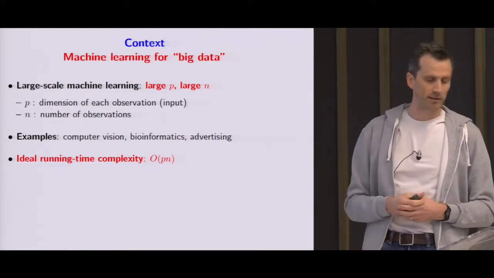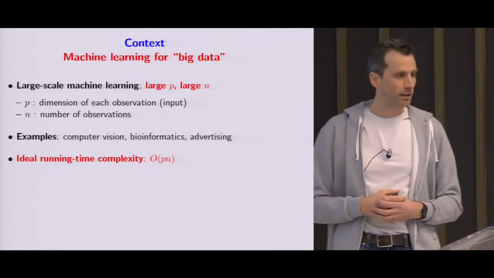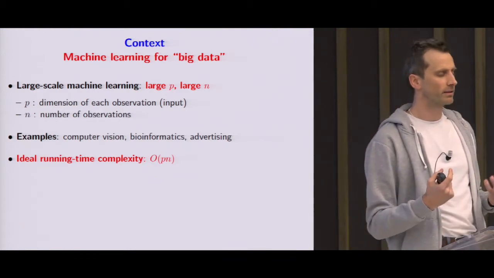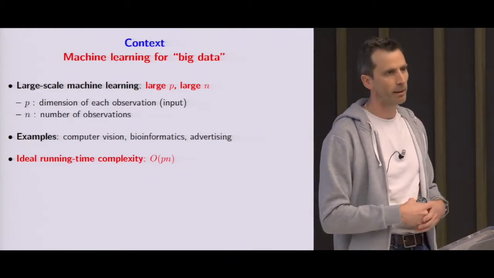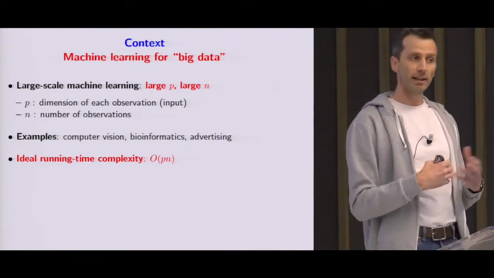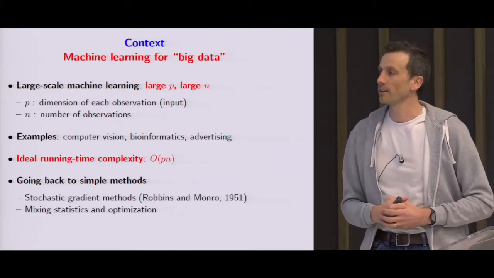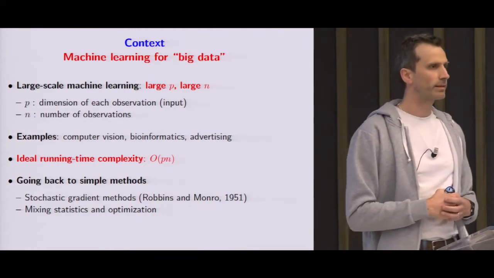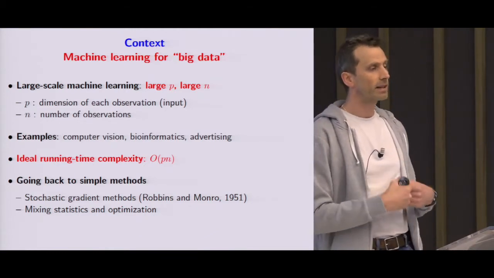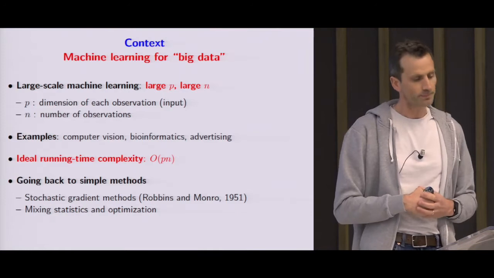And I'm omitting this for simplicity. So as soon as you talk about running time, you have to talk about pertinence, relevance of the predictions, because if I predict by zero all the time, it's very efficient, but not very useful. And the goal of today is to mix statistics and optimization. So I want to predict fast, but I want to predict something which is relevant.